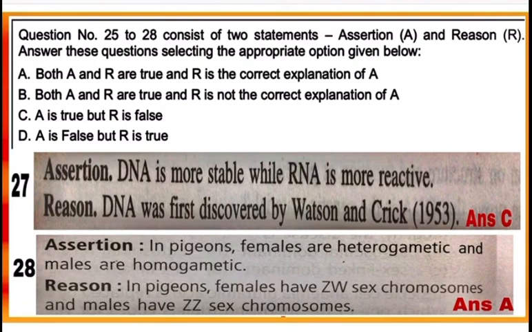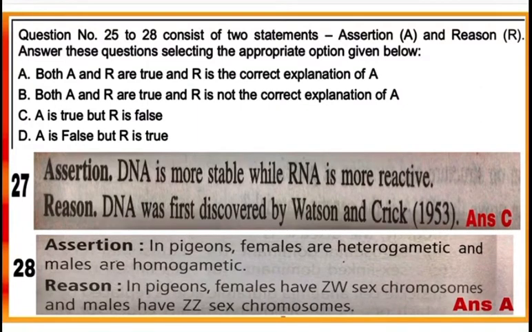Question 27. Assertion statement. DNA is more stable while RNA is more reactive. This is true. See the reason. DNA was first discovered by Watson and Crick in 1953. This is false statement. DNA was first discovered by Friedrich Miescher in 1869. So, correct option is C. A is true but R is false.